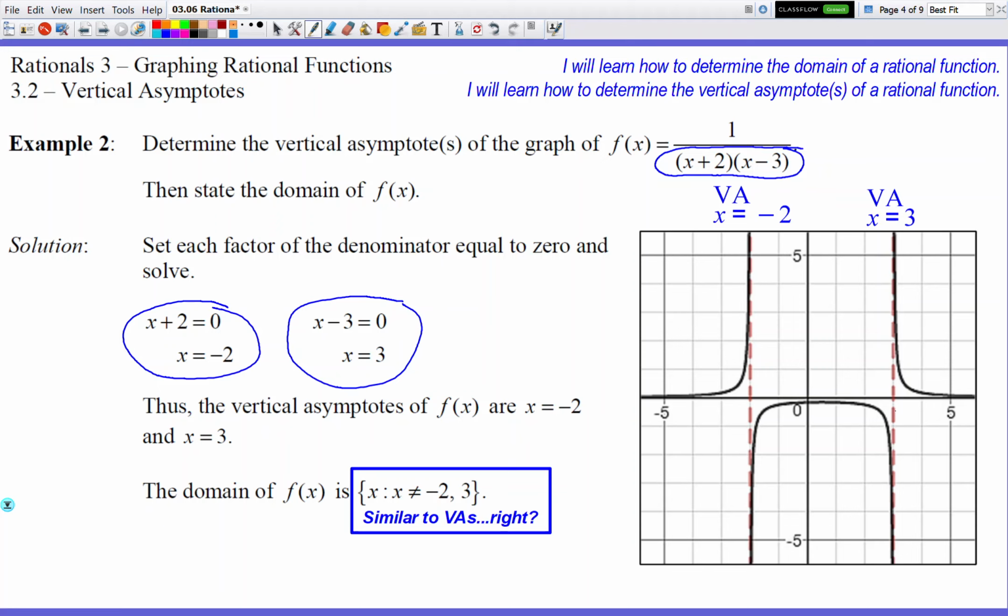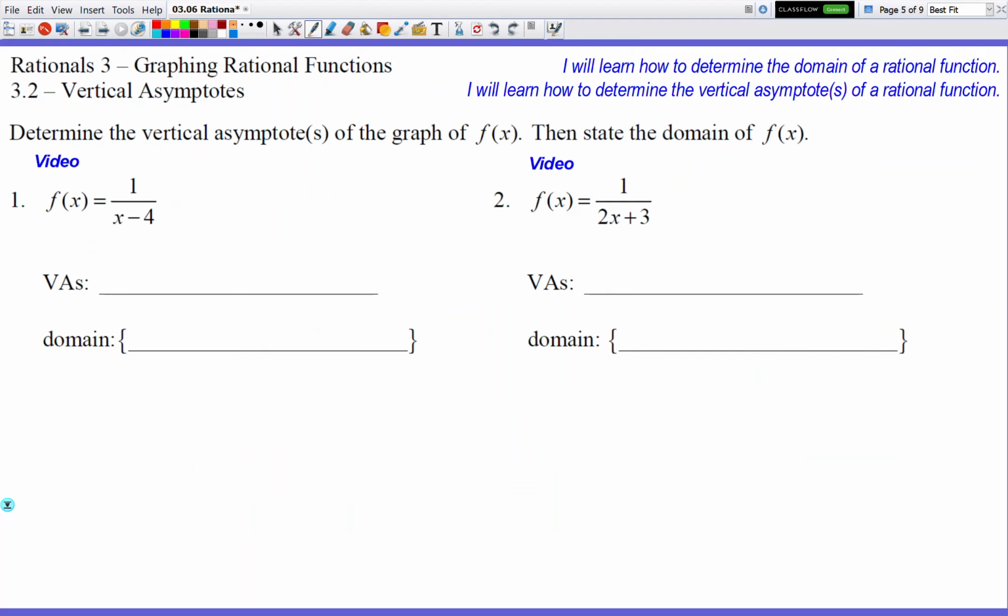All right, if you look at our domain, it looks exactly like our VAs, right? So we have a VA at negative 2, so we want to avoid that number. We have another VA at 3, so we want to similarly avoid that number as well, because negative 2 and 3 are going to make zeros on the bottom of the fractions.